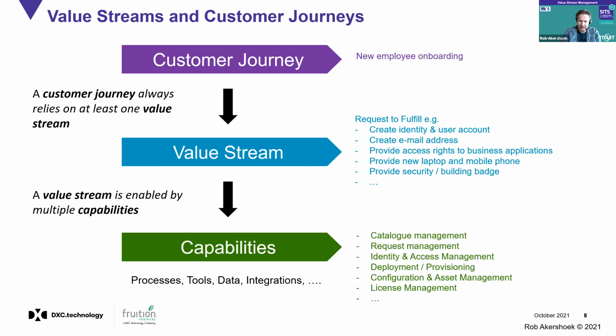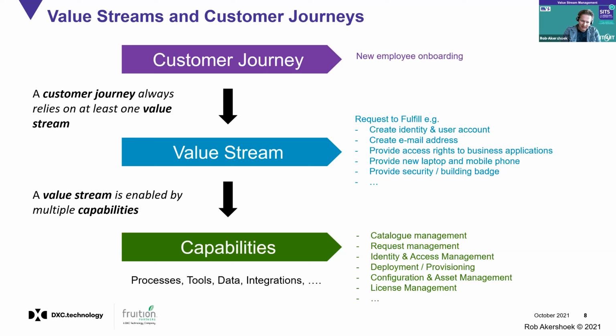And as you can see, these value streams, like the request to fulfill value stream, are enabled by capabilities. For example, we need a good catalog management component to make sure that we can catalog all these types of services we can provide. Request management, so people can start requesting this service through a portal maybe. Identity and access management, because we need to maintain identities, manage subscriptions and access. We need a good deployment capability, because if we want to deploy access rights or software to these persons, we need to automate this. And of course, config and license management are other examples.